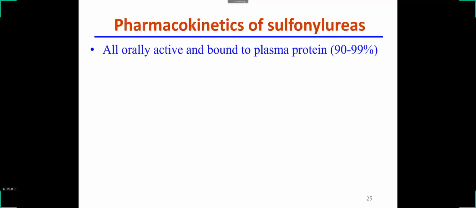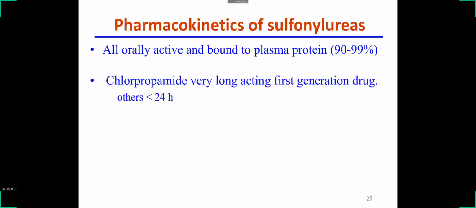So how do they work? All of the sulfonylureas are orally active, and typically they bind to plasma proteins, which is good in terms of drug delivery. You can at least deliver them via oral routes. Chlorpropamide is a very long-acting first-generation drug, whereas the other variants are less than 24 hours. So again, it's important to understand and appreciate what is the situation of your patient. Do you need long-acting or do you need fast-acting?